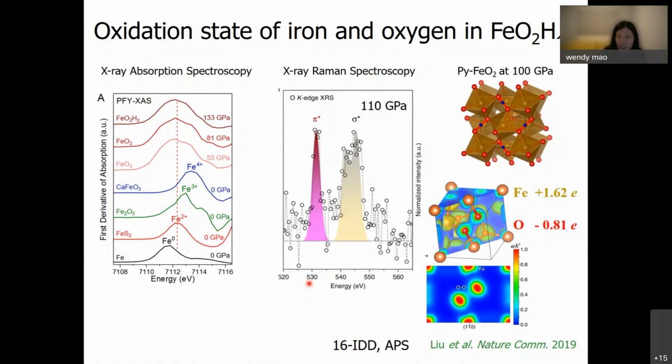Here we can see that the oxygen edge for FeO2 has a significant pi star peak, which would be consistent with increased oxygen-oxygen interactions and the oxygen being more oxidized. Again, to emphasize how challenging this measurement is, this one measurement at 110 GPa took 40 hours to collect at 16-ID-D, a beamline at the Advanced Photon Source. In conjunction, we had collaborators conduct theoretical calculations, which showed consistent results: iron is close to +2 and the oxygen is more oxidized than it would be in normal oxides, closer to -1.